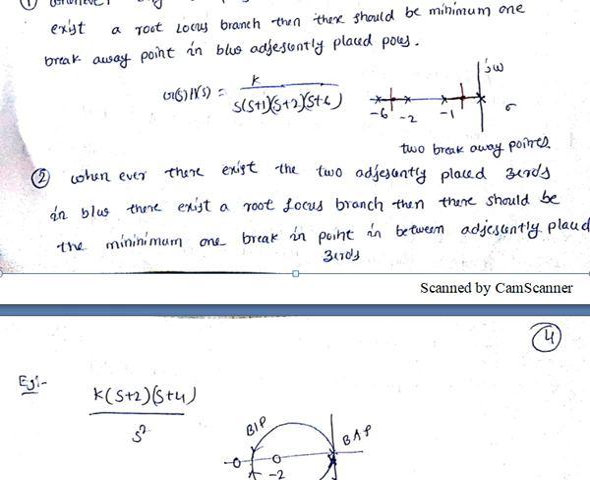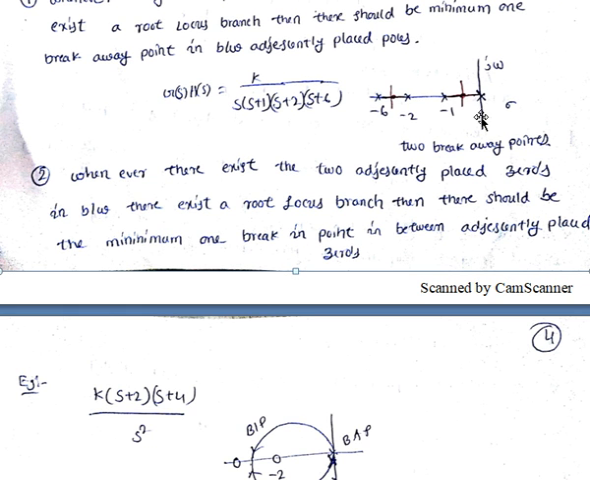Suppose instead of poles we take zeros. The root locus branches enter into the zeros. That is called a break-in point. The point at which two poles meet the real axis is called a breakaway point, and the point at which the root locus branches leave is also called a breakaway point.